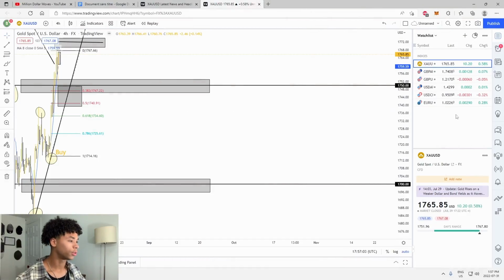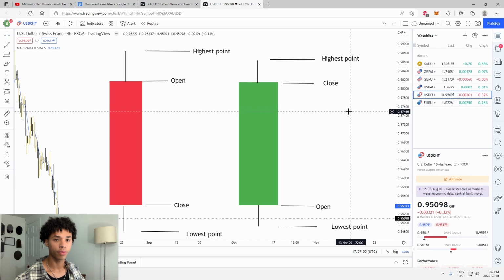Yo, so we're just going to get into a blank chart right here. And as you guys can see, I've already drawn some candlesticks down. So I'm just going to explain to you guys what a candlestick means. Basically a candlestick is really easy. It's the easiest tool to read.